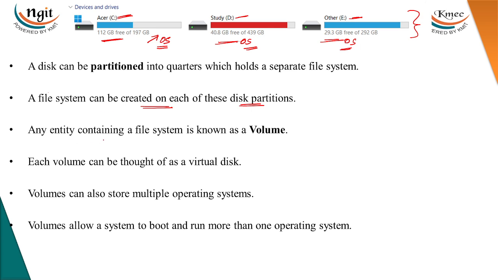Any entity containing a file system is called a volume. The information regarding this particular volume is maintained in a table. Each volume can be thought of as a virtual disk. Volumes store multiple operating systems, that means each volume can store one operating system, and we can run one operating system on each partition.